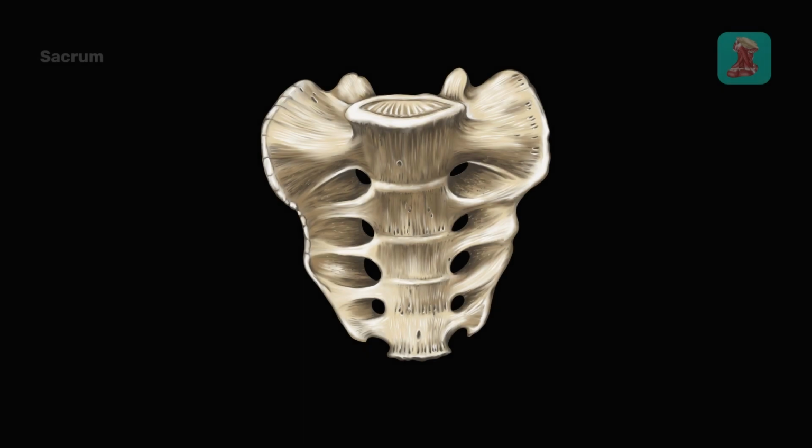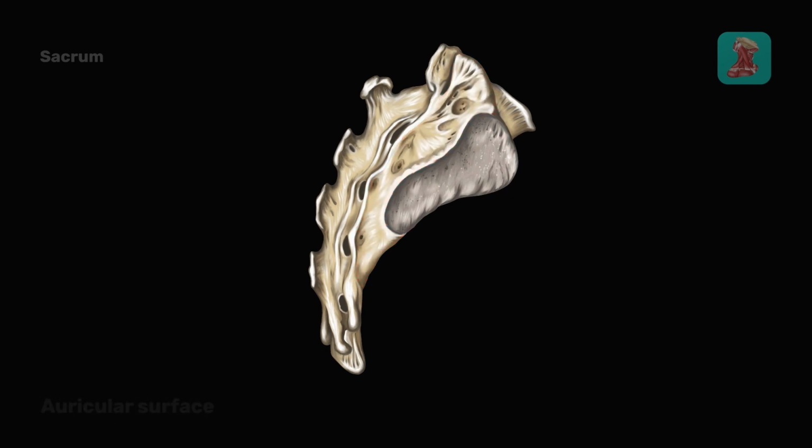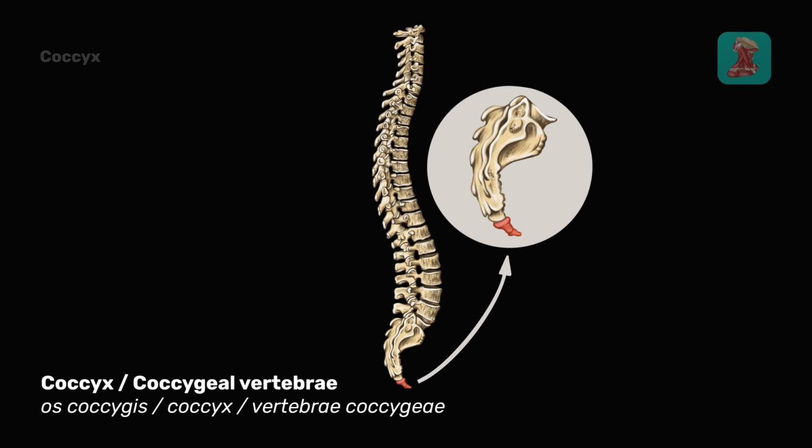On the lateral parts, we can see the wings of the sacral apex, and on the dorsal side, the sacral tuberosity and the auricular surface. The coccyx is a single fused bone. It is triangular, with the apex pointing downward.